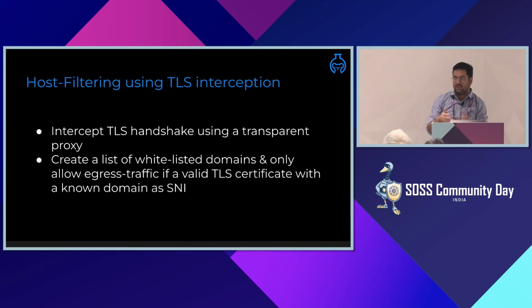So, even when we were thinking of building something for CI security, this is the approach that we took: we built a very transparent egress filter. What that would do is create a whitelist of domains that a build system would require and only allow egress traffic to those domains.